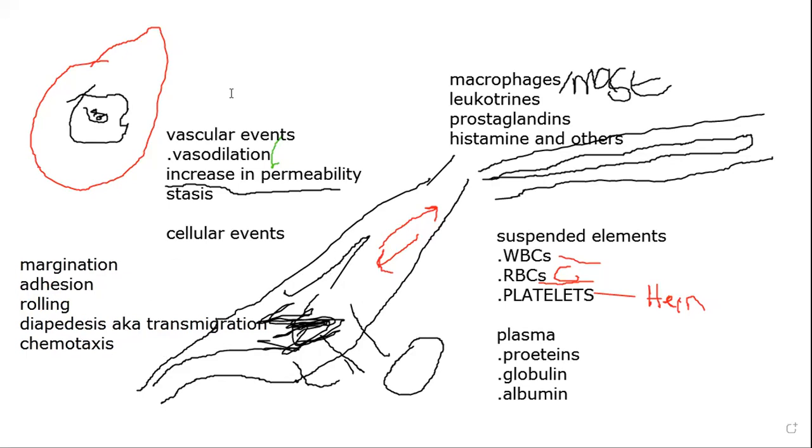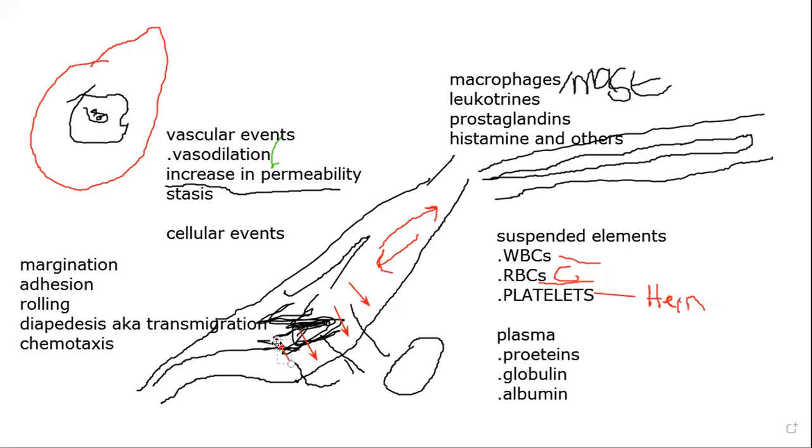Or let me put it in this manner: margination, the cells which were moving centrally will start moving towards the lumen wall. They start moving in this direction instead of the central movement, going towards the wall of the blood vessel, or the endothelium. So that is called margination.